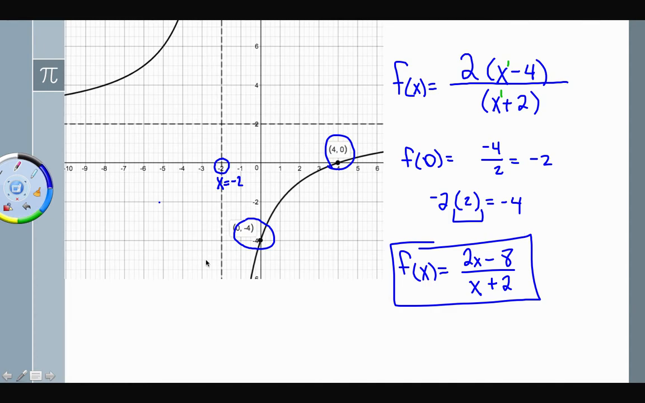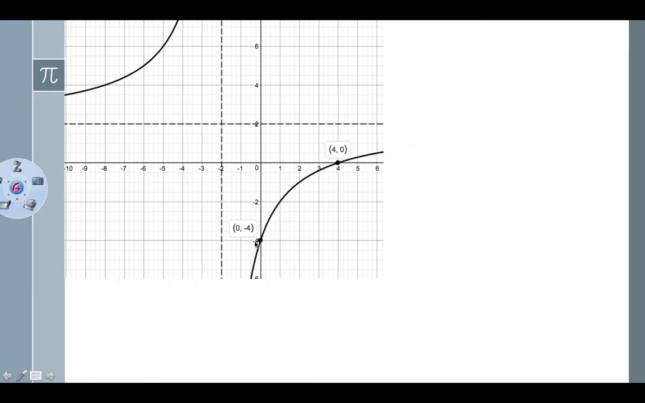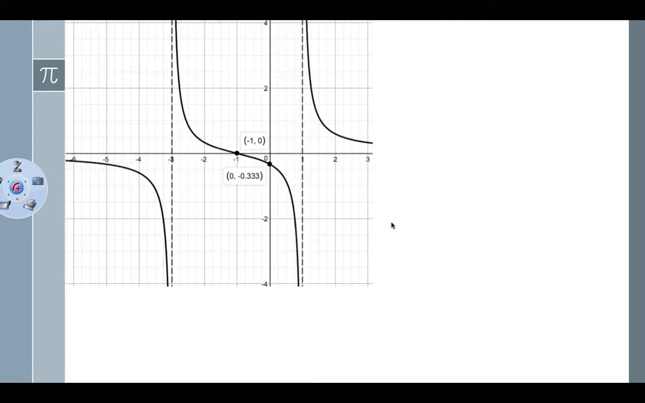All right, so notice that one is the relatively easy one. It only had one vertical asymptote and one x-intercept, but obviously we need to make them a little bit more challenging. And our next one is going to look like this.